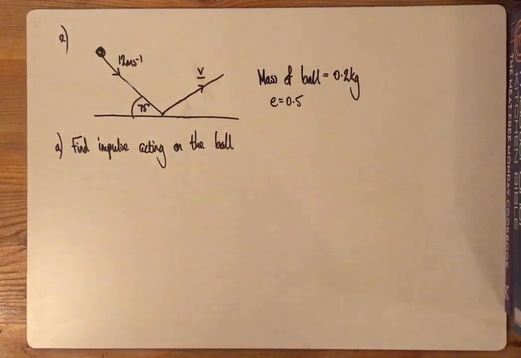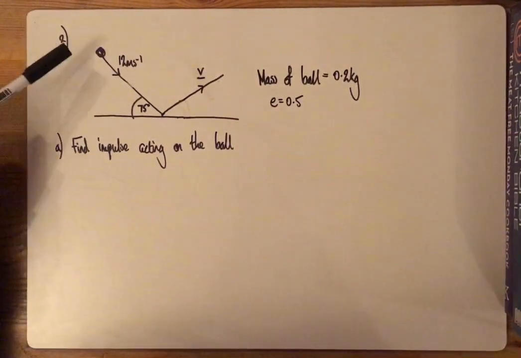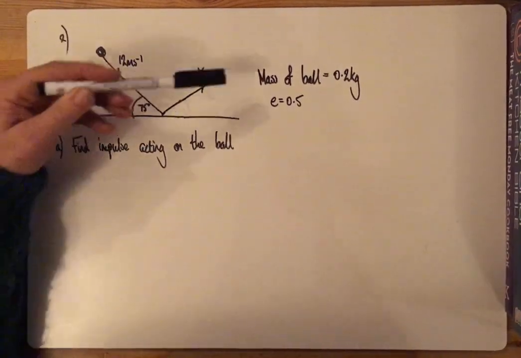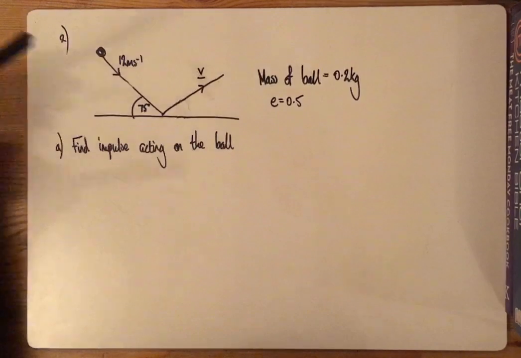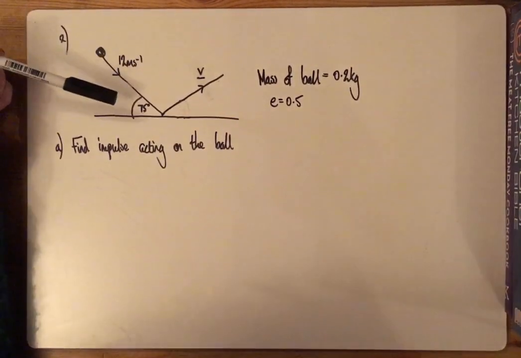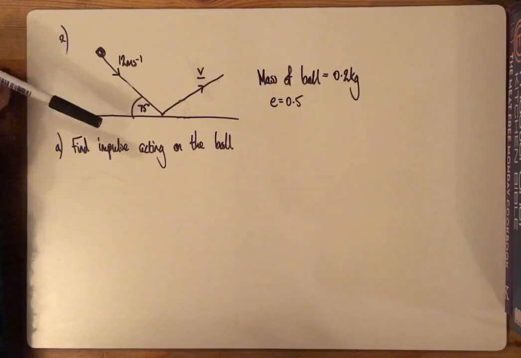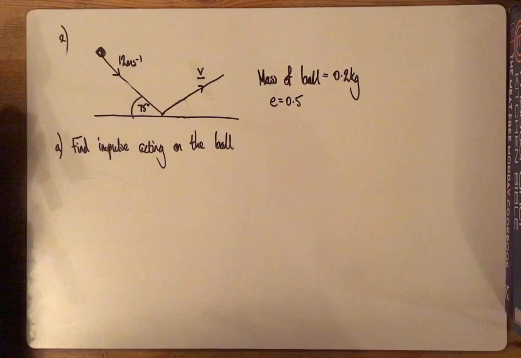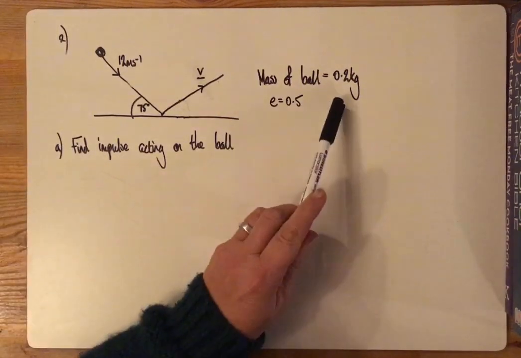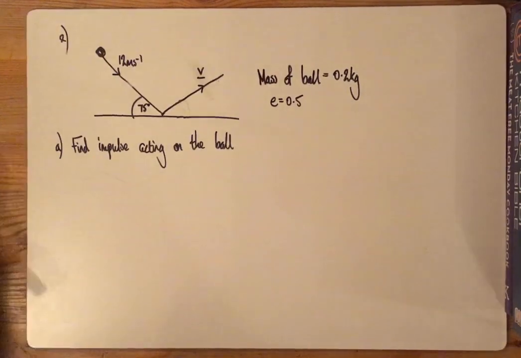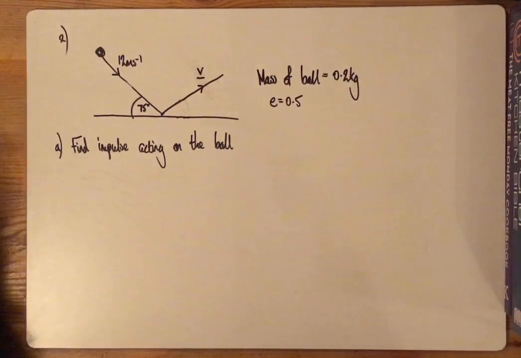Okay, second example. We have a ball coming down to have an impact with a fixed surface, bounce off. So its initial velocity is 12 metres per second at an angle of 75 degrees to the surface. And then the velocity here is v. And mass of the ball, 0.2 kilograms, and e is 0.5. And the first thing I want to do is find the impulse acting on the ball.